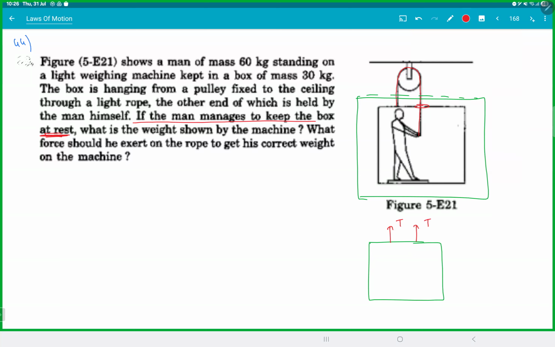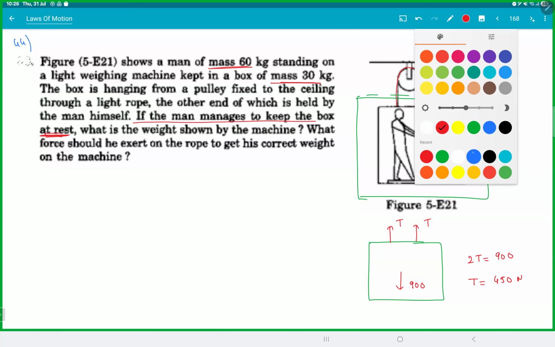That's what you will think. There are two strings which are pulling up. The man's weight is 60 kg, the box's weight is 30 kg. So the total weight will be 900 newtons. So 2 times tension is 900. So tension in the strings is 450 newtons. This is for the first part.